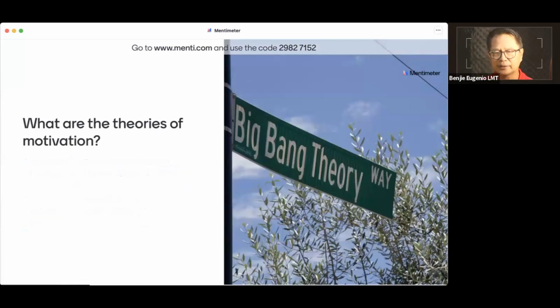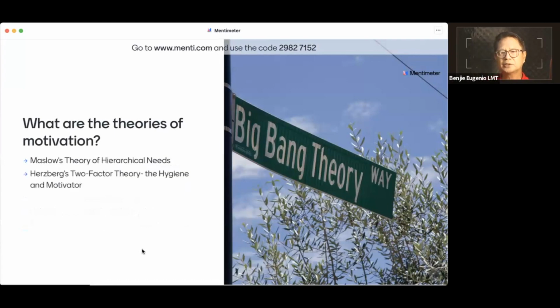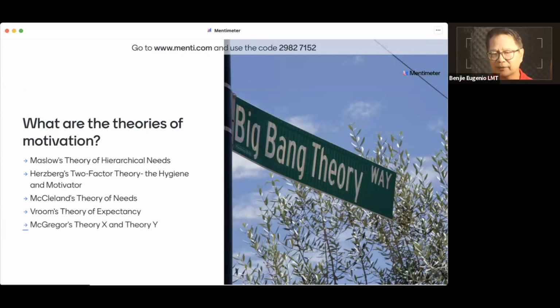So ano ang mga theories? So what are the theories of motivation? In here, madamo kita nga ma-encounter nga mga theories of motivation, and I would like just to cite some. Number one, the Maslow's theory of hierarchical needs. And then ikadua, Herzberg's two-factor theory, the hygiene and the motivator. And number three, the McClelland's theory of needs. Number four, Vroom's theory of expectancy, and the McGregor's theory X and theory Y.